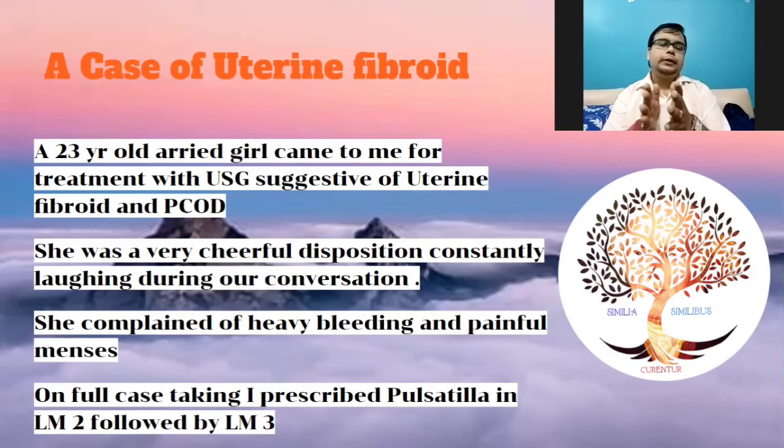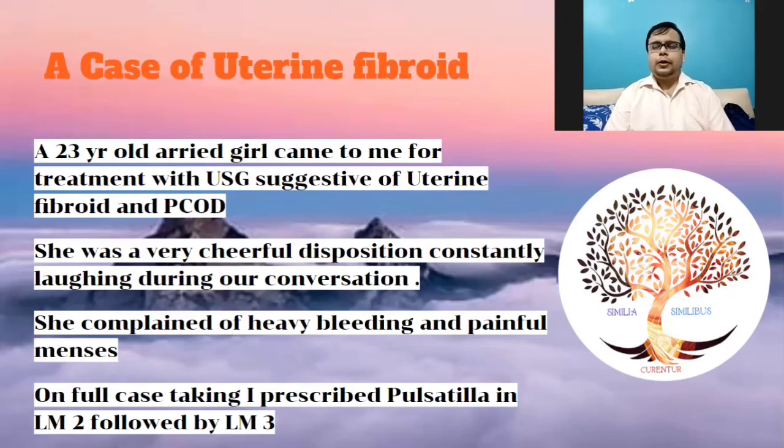It was a 23-year-old married girl who came to me for treatment with USG report suggestive of uterine fibroid and PCOD. She was of very cheerful disposition, constantly laughing during our conversation, and she complained of heavy bleeding and painful menses. This was during my internship time at NIH. On a full case taking, on the first visit, I started with Pulsatilla. First, I gave her LM2, then followed with LM3.